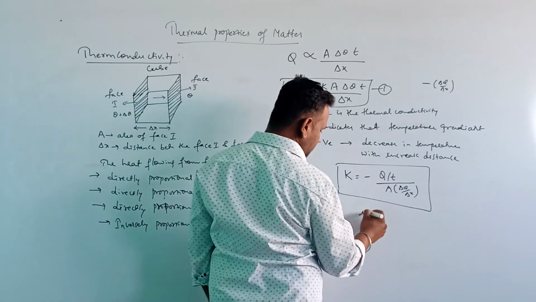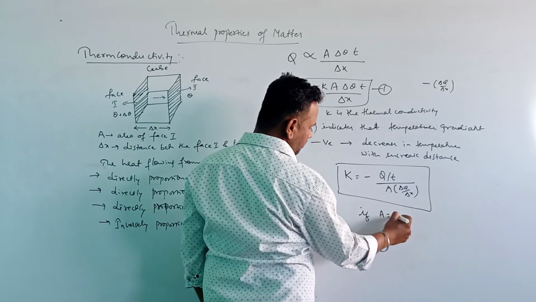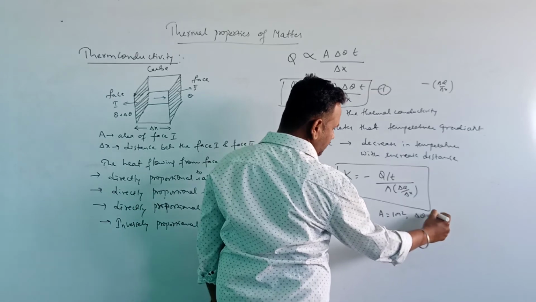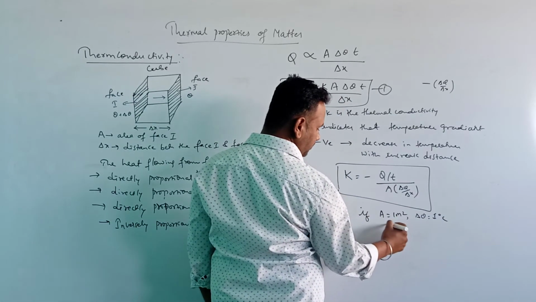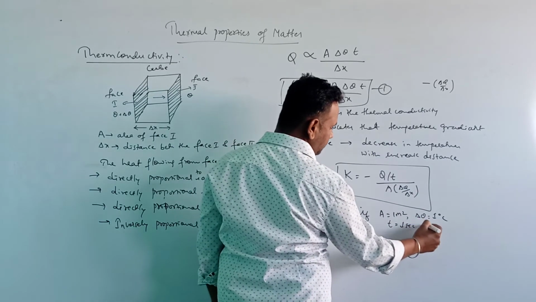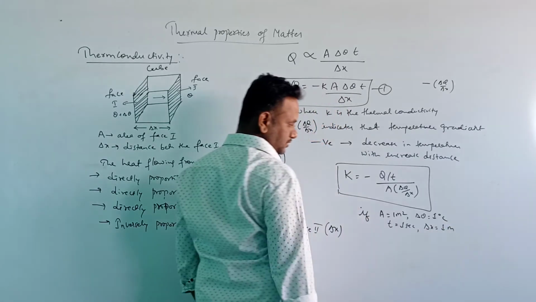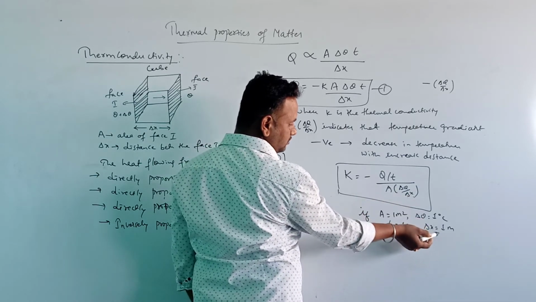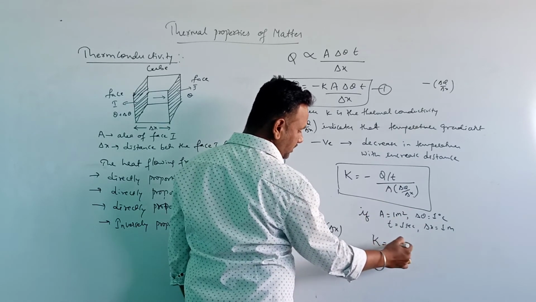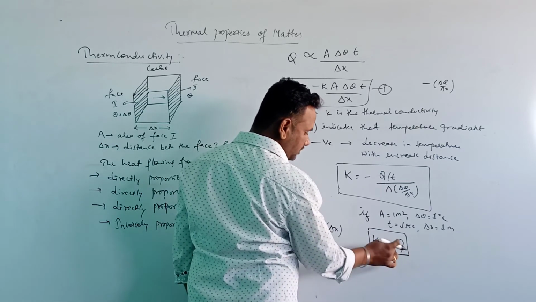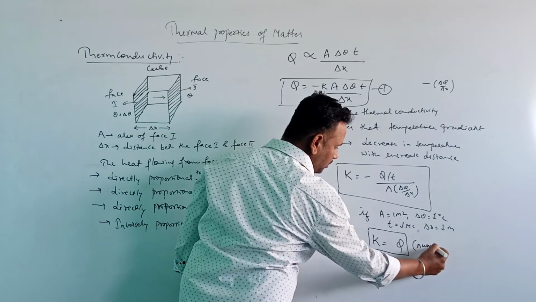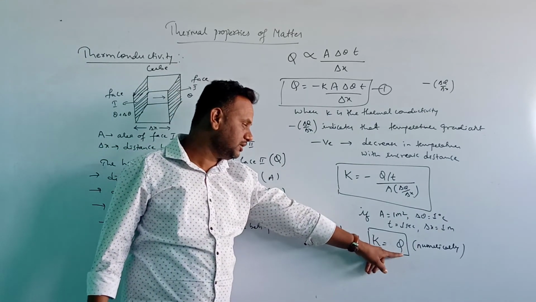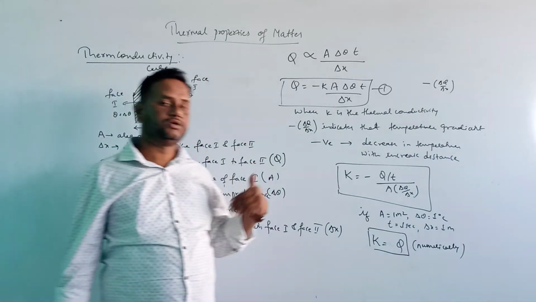So if the area is equal to 1 meter square, the delta theta, that is the change in temperature, is 1 degree Celsius, the time is 1 second, and the distance between the two phases is 1 meter, then substituting all these values, k is equal to minus of Q. If I remove this negative sign, numerically the thermal conductivity will be equal to the amount of heat flowing from phase 1 to phase 2.